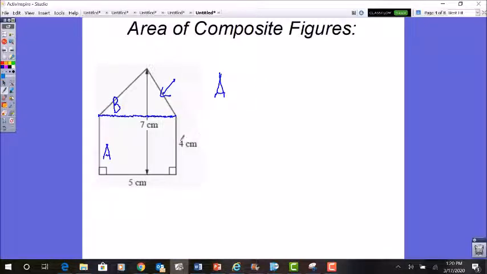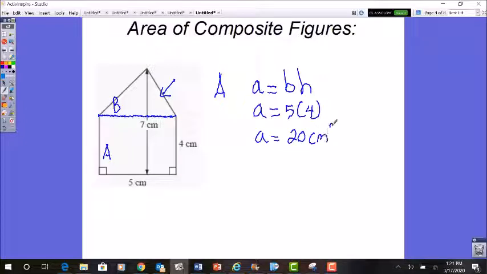So since shape A is just the rectangle that we see here, okay, area equals base times height. So the base and the height of the rectangle meet at a right angle, so we have a base of 5 and a height of 4. So 5 multiplied by 4 would give us an area of 20 centimeters squared. Okay. So now for me to do shape B, I have the triangle here.